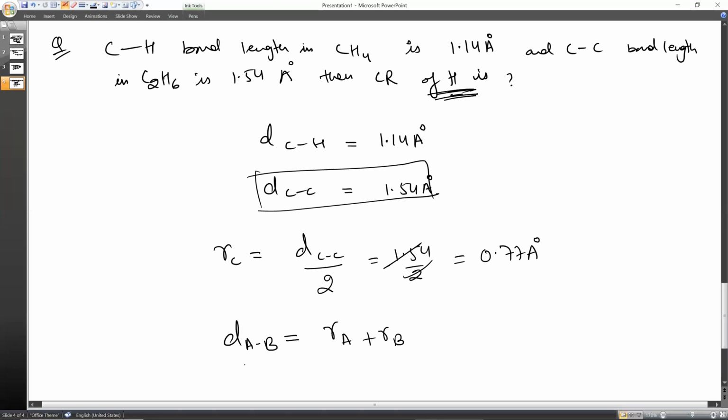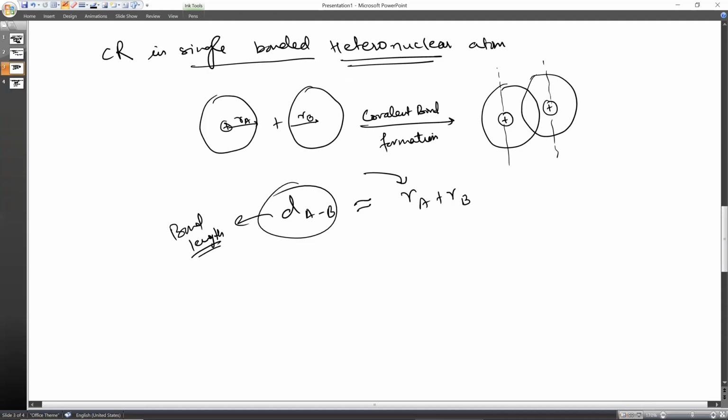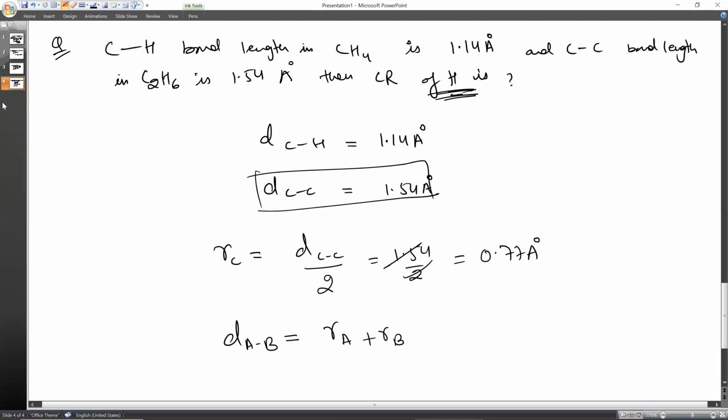Are you getting this one? When we have heteroatoms and the bond length of A and B is being given to you, then what will you write here? You write the radius of A plus the radius of B. This is the formula that we were studying here. For the bond length of A and B with heteroatoms, we write RA plus RB. Got it?